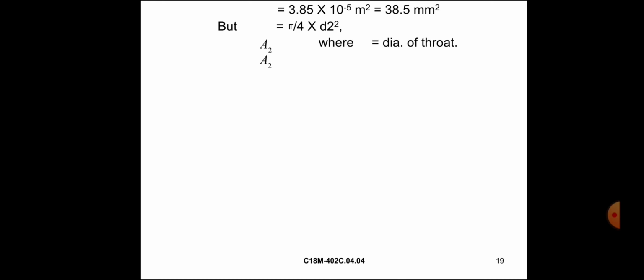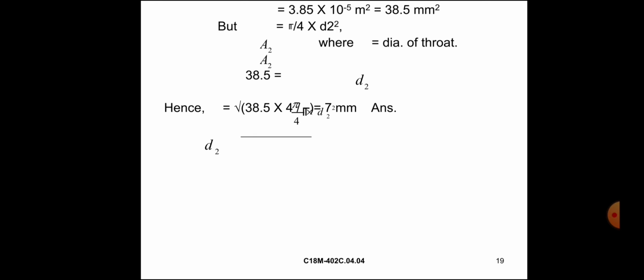But A2 is equal to pi by 4 into D2 square, where D2 is the diameter of throat and A2 is the area of the throat. Hence D2 is under root of 38.5 divided by pi by 4, which gives the answer.